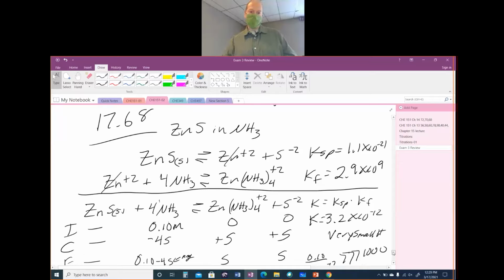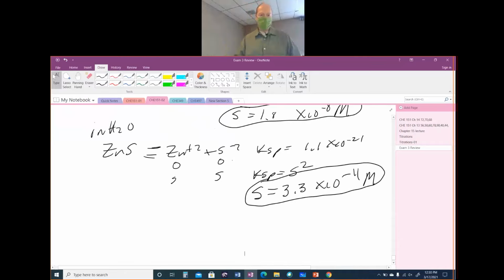Well, it increased because in your first reaction, your Ksp, you're producing zinc plus 2 and S minus 2. But as soon as your zinc plus 2 is formed from this dissolving, that zinc plus 2 reacts with your NH3. And so you are pulling the zinc plus 2 out of your equilibrium, and so it is going to the right to form more of the zinc plus 2. So it's Le Chatelier's principle. You're removing a product, and so you're shifting the equilibrium to the right, which means more of the zinc sulfide is dissolving.